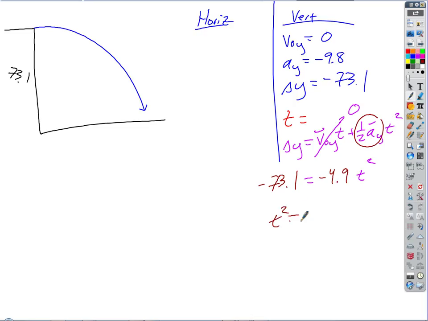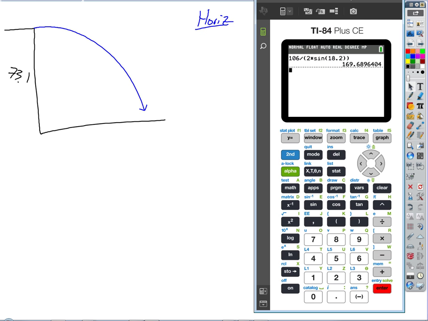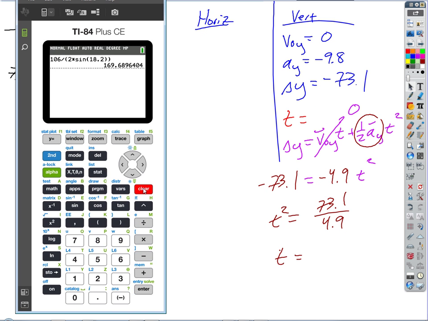So t squared equals 73.1 over 4.9. We can cancel the negatives, right? Negative over negative is positive. And so we're just going to use our calculator and figure out what that is. So t is equal to the calculator number, the quantity 73.1 divided by 4.9.